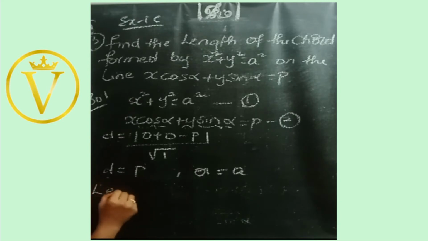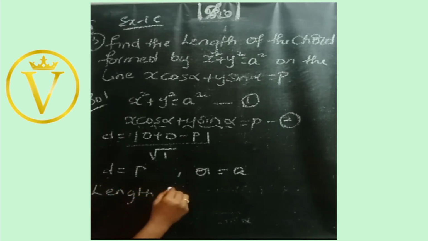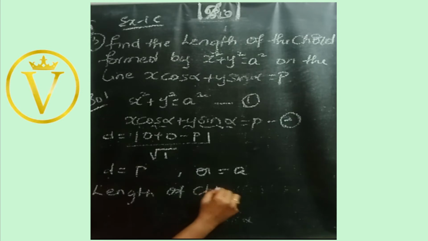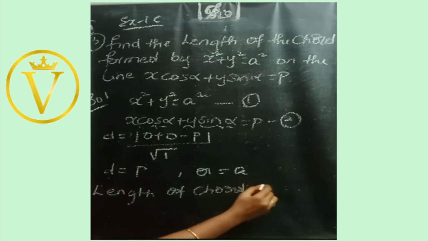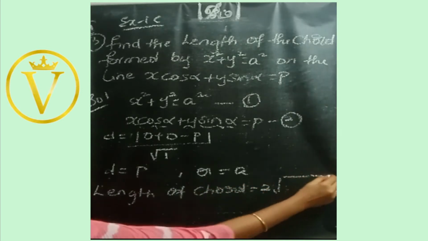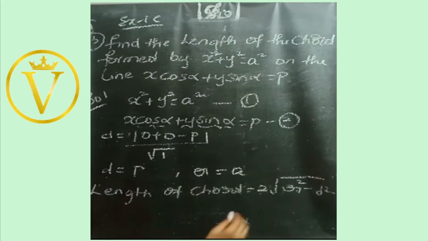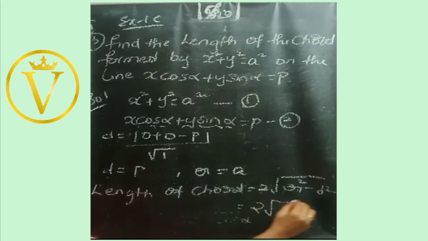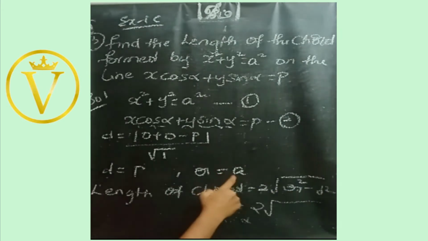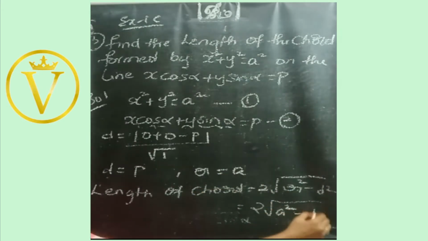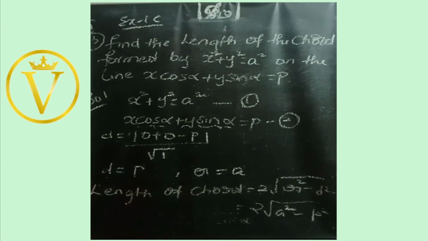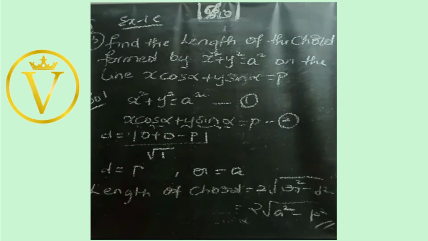The length of the chord equals 2 into root of r square minus d square. That is 2 into root of, r here is a, that means a square minus p square. That's the answer for the given question. Now we go for another question.